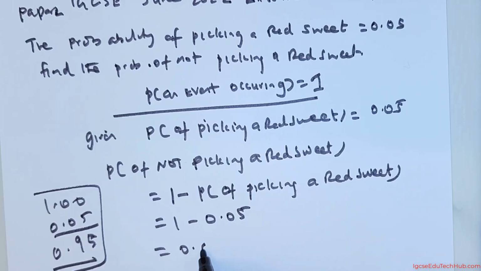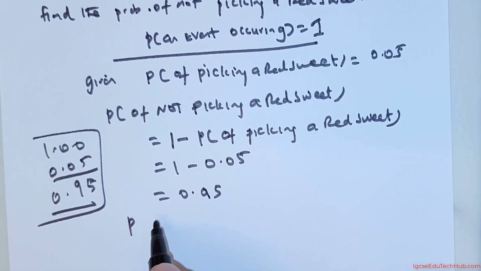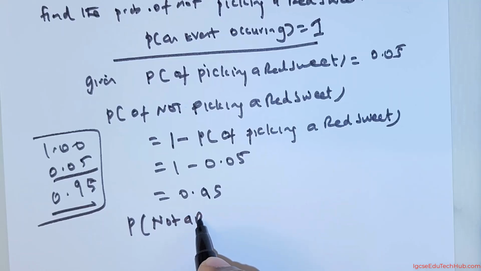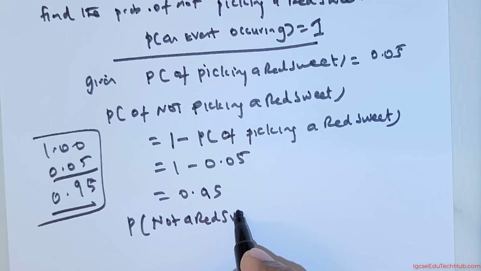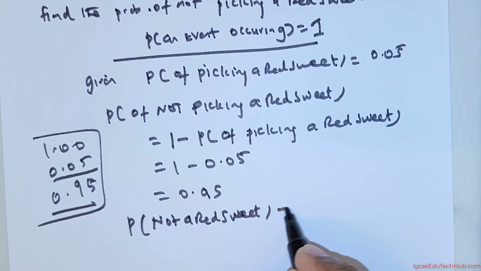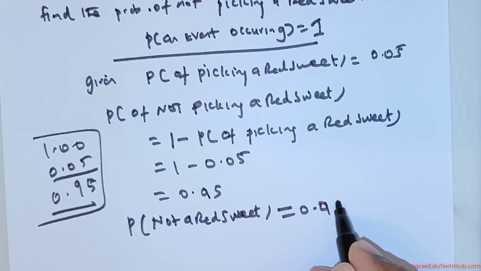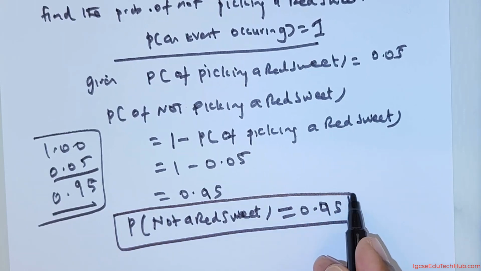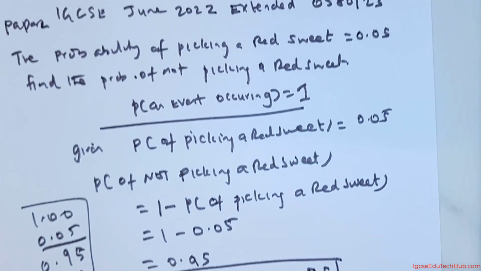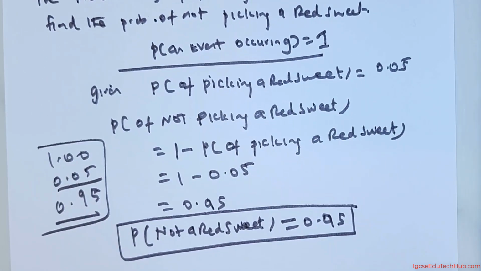So solution is 0.95. How do you write this? You write it like this: probability of not red sweet is 0.95. Box it. That's the solution. First question solution. So let's move on.